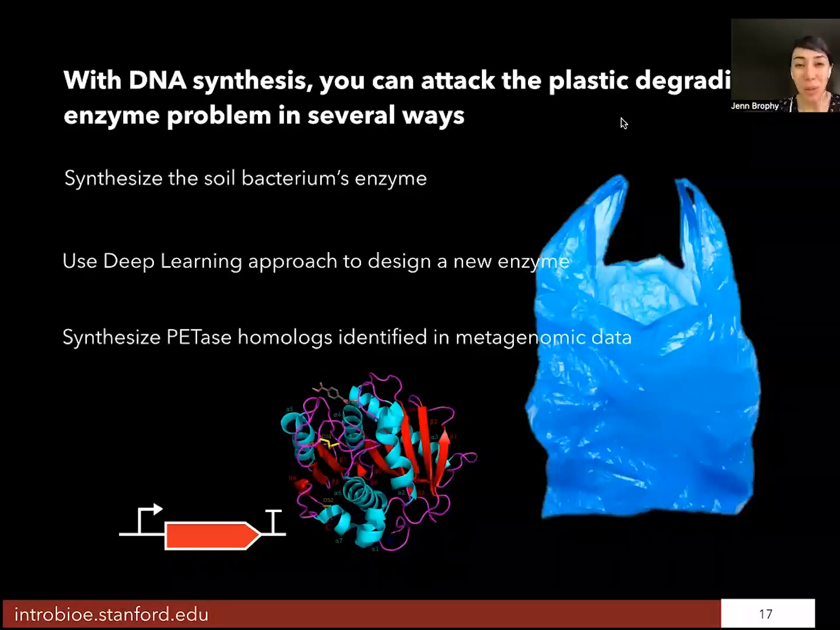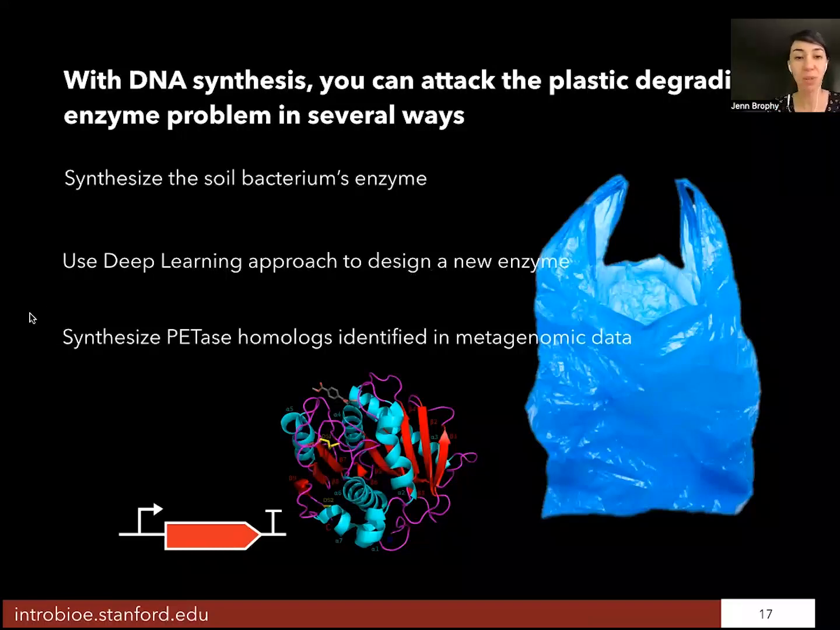think about what you can do with DNA synthesis. So we did talk about how with DNA synthesis, you might be able to synthesize an enzyme from a soil bacterium that is supposed to degrade plastics. But there might be other ways to tackle the plastic degradation problem with DNA synthesis. For example, if you use one of those deep learning approaches to design a completely new enzyme, then you need to make it somehow, right? You need to make the DNA that encodes for that enzyme. And so you can use a combination of that deep learning algorithm and these synthesis technologies to bring these new proteins into existence, which is really quite cool.